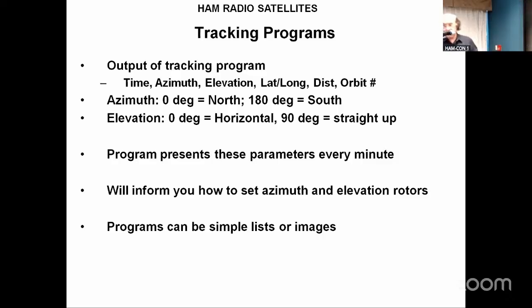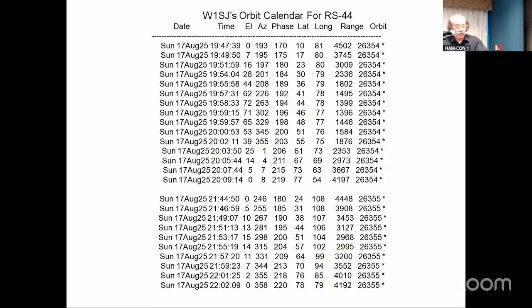The programs can show a list, or they can show on a map of the globe where the satellite is. This is what a tracking program will show, done this summer. The first line shows Sunday, 17 August 25, 1947. Now here's the problem: that's UTC. You better do the conversion right, or it ain't going to work. UTC in the summer is 4 hours difference. Right now it's 5 hours. Next week it will change. You've got to be on top of this, or you're going to mess it up.